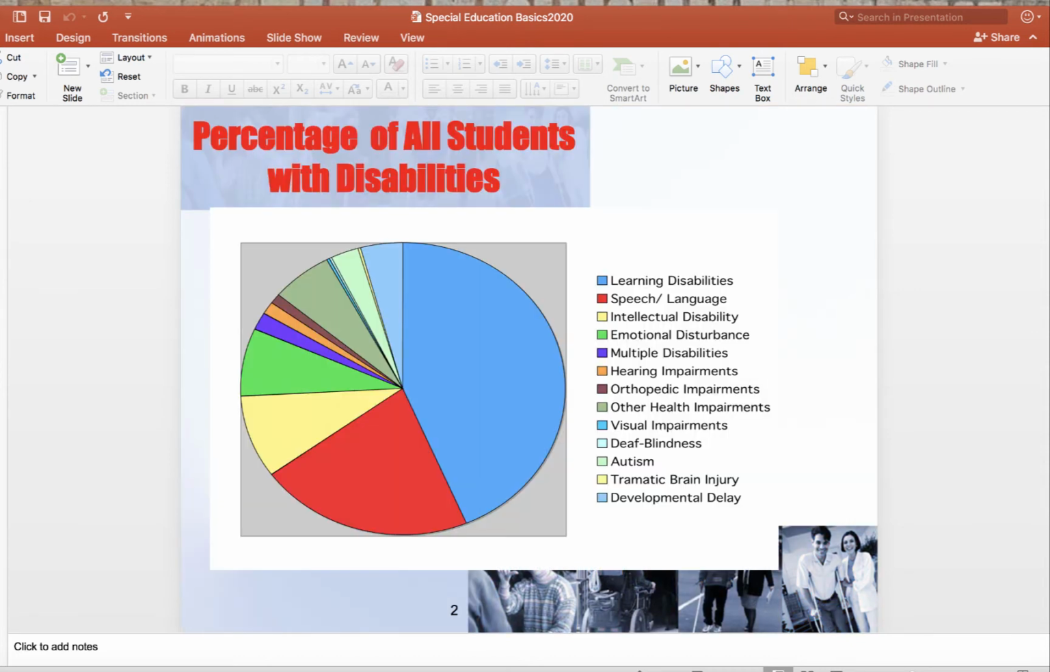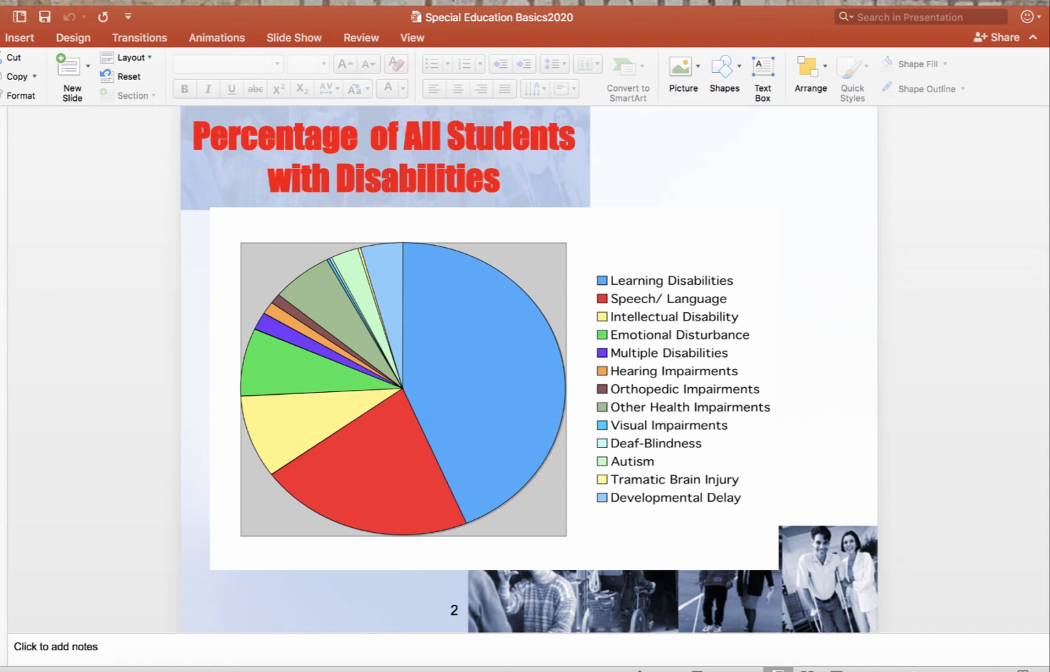This slide is a pie chart of all the different disability categories in special education that we see. If you look at it closely, you'll see the majority of the students that are identified with disabilities are the students with learning disabilities. And then we see that's about 45%. And then all the others fit into that other 55% of students with disabilities.